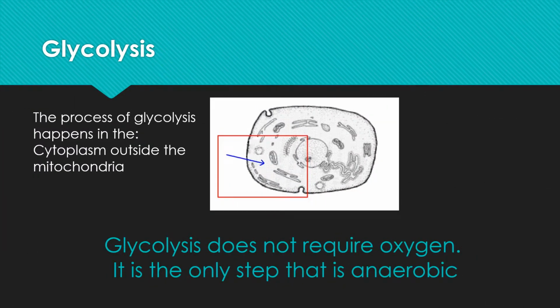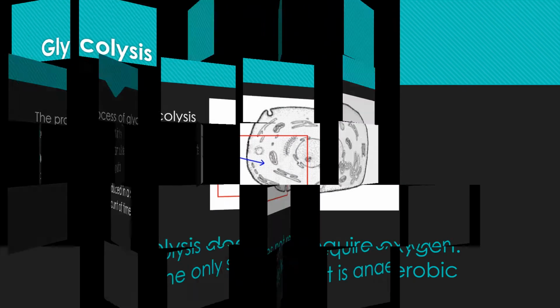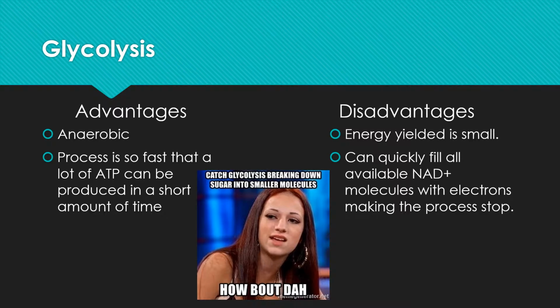The process of glycolysis takes place in the cytoplasm of the cell, outside of the mitochondria, and yields small amounts of ATP and 2 pyruvate. The advantages of glycolysis are that it's anaerobic and the process is so fast that a lot of ATP can be produced in a short amount of time. Disadvantages are that it yields small amounts of energy and can quickly fill all available NAD molecules with electrons, making the process stop.